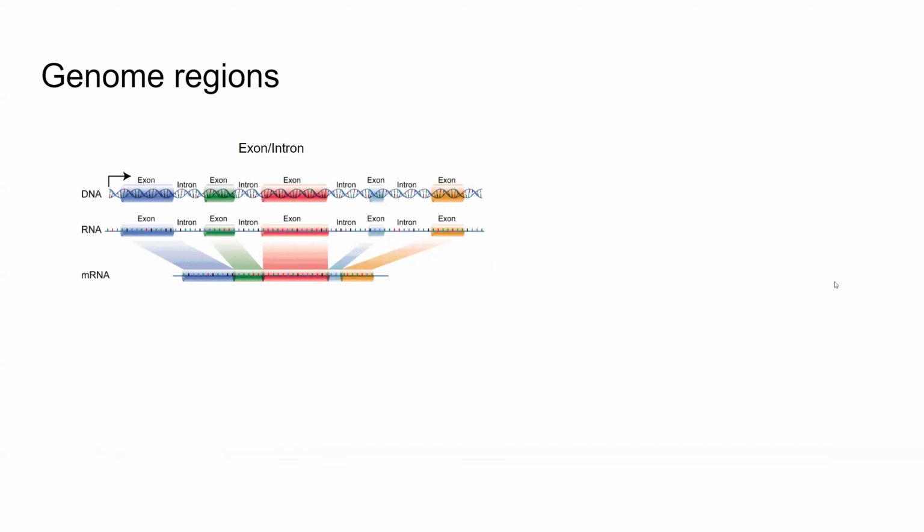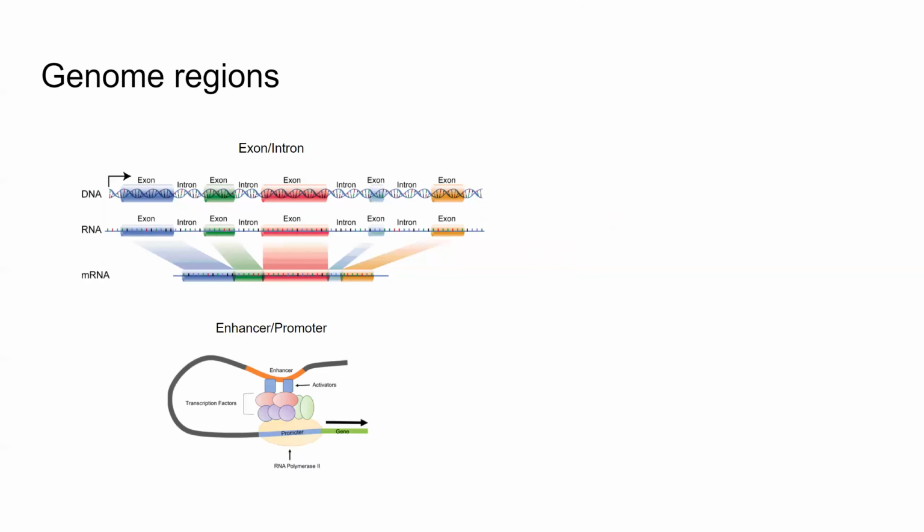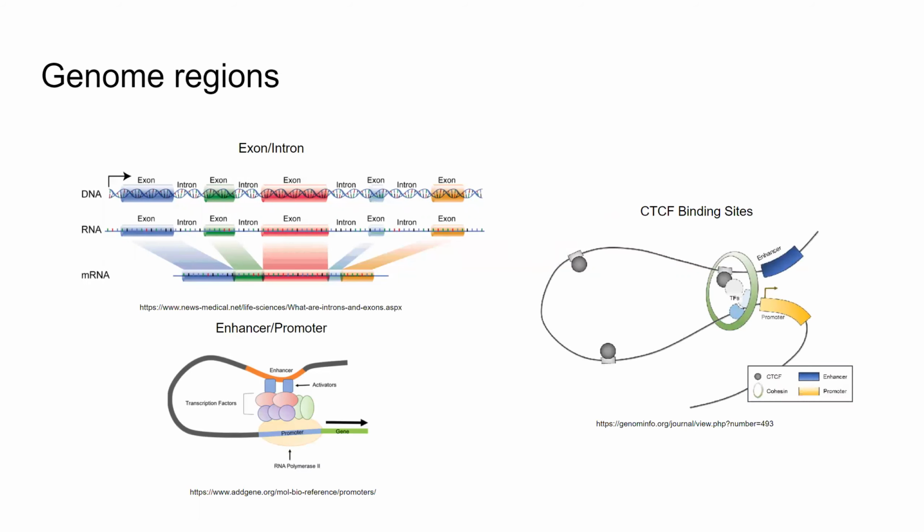A genome consists of regions that have different functions. For example, we have intron-exon regions, and as we all know, exons are translated into amino acids while introns are not. And then there are regions that regulate or inhibit gene translation, such as promoter and enhancer regions. And then there are regions where some proteins bind to serve a function, such as CTCF.